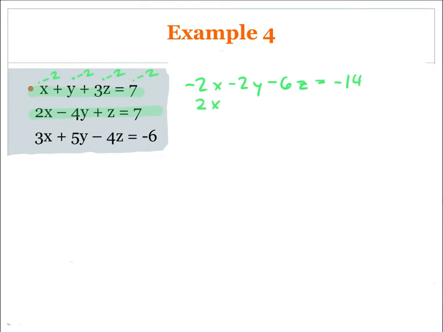I'm just going to rewrite the second equation right below it just so I can keep myself organized. What do I do next? Combine them. So our x's cancel. What's negative 2y minus 4y? Negative 6y. What's negative 6z plus z? Negative 5z. And negative 14 plus 7? Negative 7. What do I need to do next?